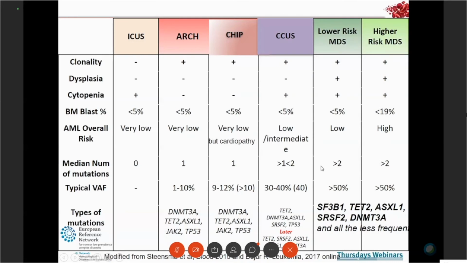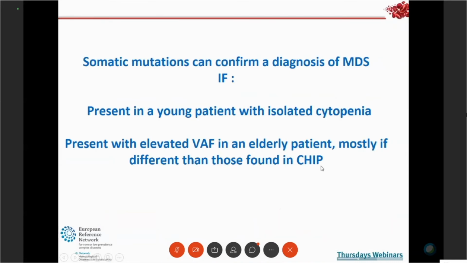So when we try to confirm a doubtful diagnosis of MDS with somatic mutation, we have to take into account the age of the patient. So if a patient is younger with isolated cytopenia, I don't know whether it's an ICUS or an MDS or a CCUS, I have the possibility to evaluate mutation. But if the patient is elderly, I have to be very careful because it may be only clonal hematopoiesis, and therefore I can confirm MDS only if the variant allele frequency is very high.